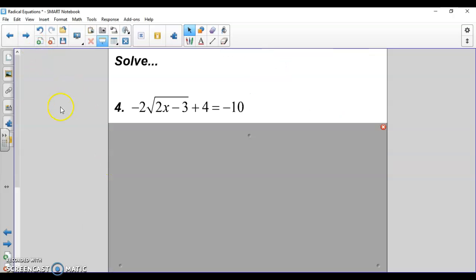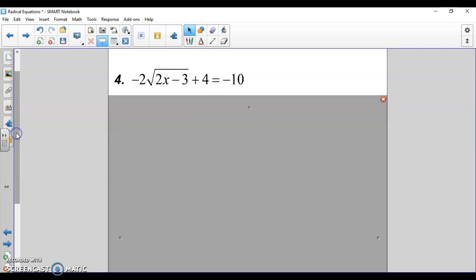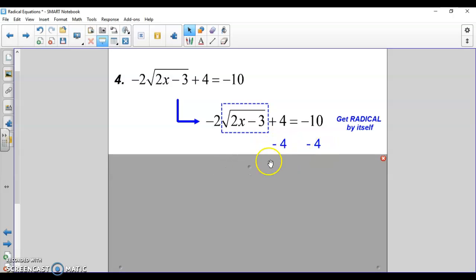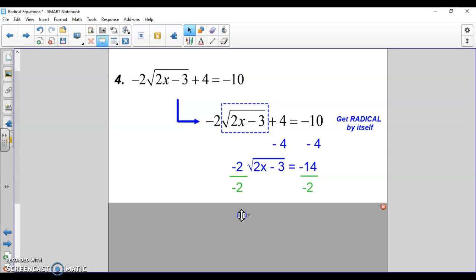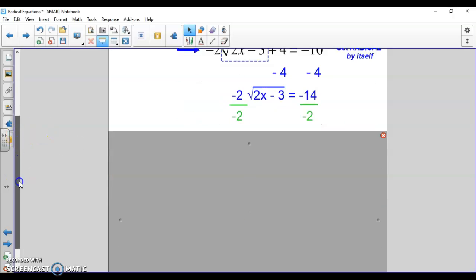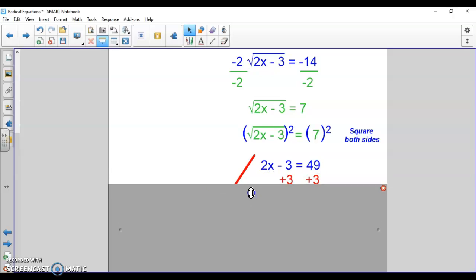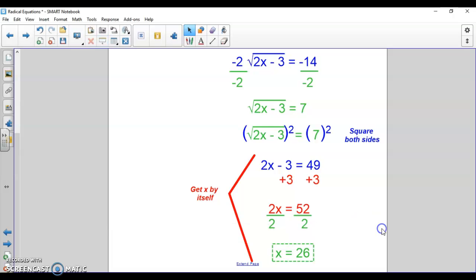Next one. The most work you'll have on these right here. We got a -2 out front of the radical. We have a plus 4 that's not underneath this radical. So we got to get rid of those first. First thing you do, subtract 4 from both sides. We have this. Then divide by -2. And we have this. The radical is by itself. Now square both sides. We have 49 on that right side, 2x minus 3 on that left. Add 3, divide by 2, x equals 26. Done deal.